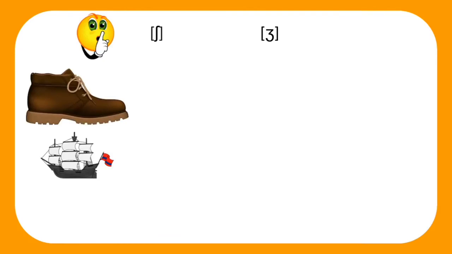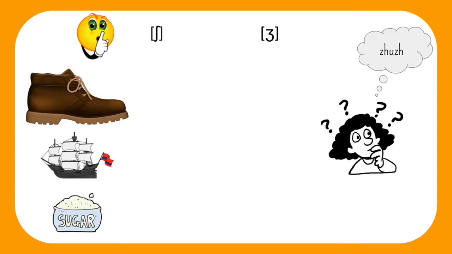Shh! Listen closely. This is a sound we hear in shoe, ship, or sugar. Zh is the sound that we see in words like zhuzh or kaj, or one of those words that no one can really agree on how to spell. We also see it in words like treasure and measure.